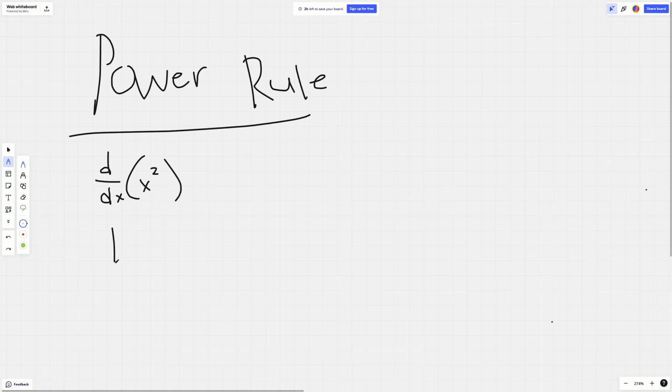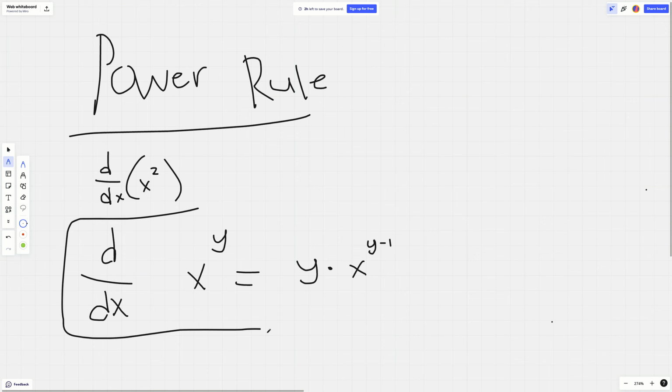The power rule states that for d over dx of x to the yth power, the derivative of that is equal to y times x to the power of y minus 1. Great. This is true for any derivative of this power. Okay, that's nice. Now, let's see that in action.